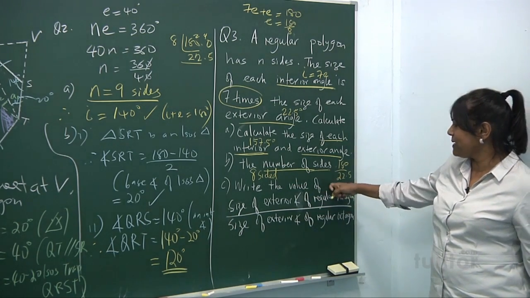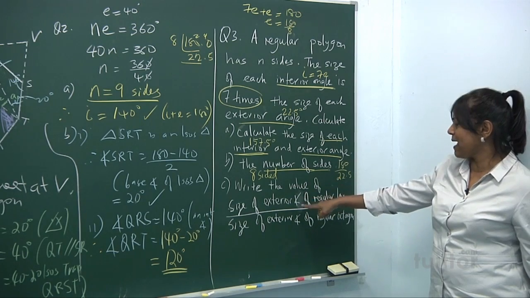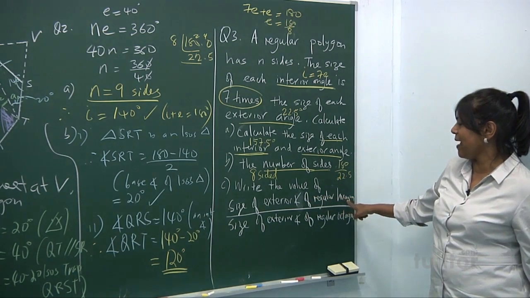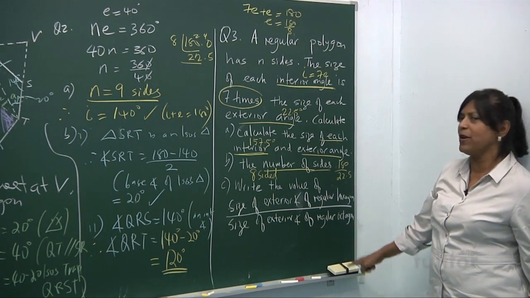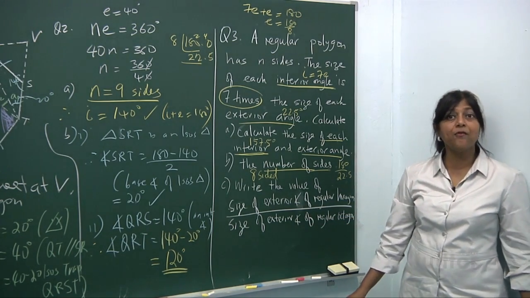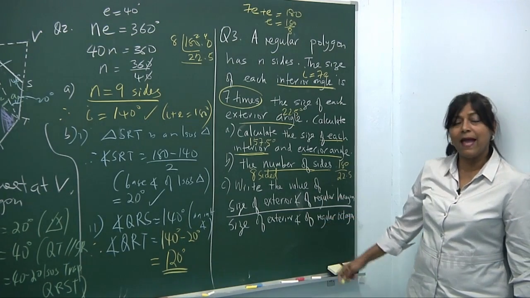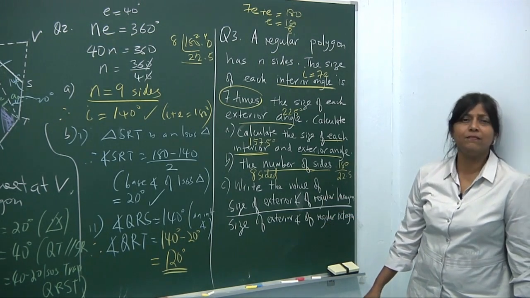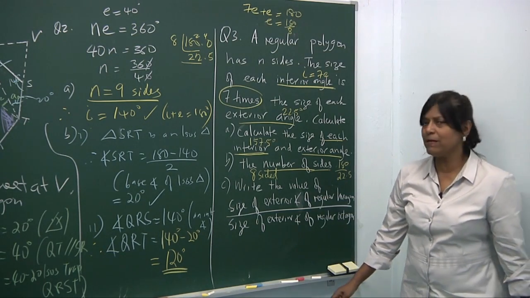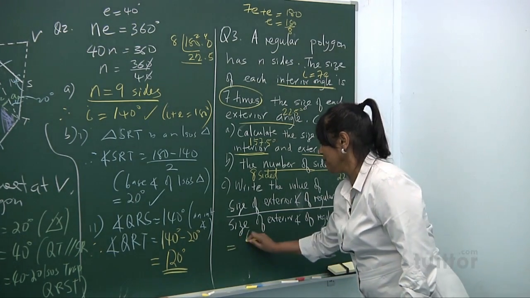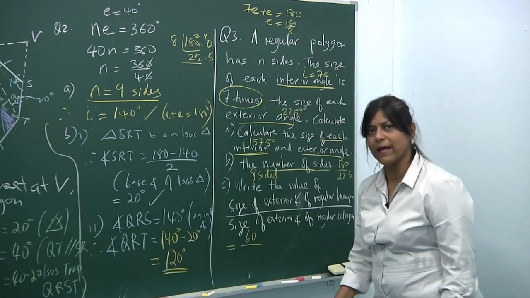Now they want you to find out the value of the size of the exterior angle of a hexagon divided by the size of the exterior angle of an octagon. Both of them are regular polygons. What about a hexagon? How many sides does it have? 6. 360 divided by 6, you get 60, right? That's the size of the exterior angle of a hexagon.